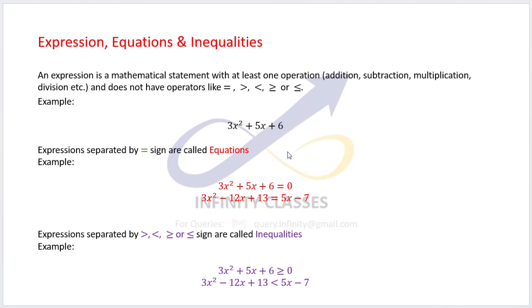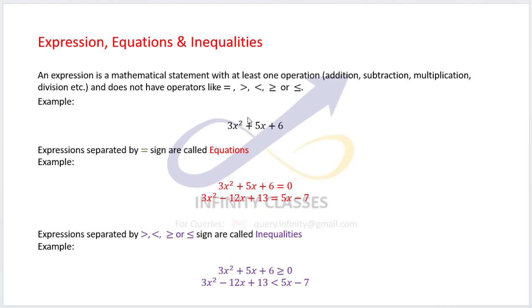Expressions are mathematical statements with at least one operation. There is one operation involved in it, either addition, subtraction, multiplication, division, etc. So basically, 3x square plus 5x plus 6. Plus is the operation here. It could be minus also. It could be multiplication: 3 and x square are multiplied to each other. So one or more operations are involved in it, and this is called an expression.